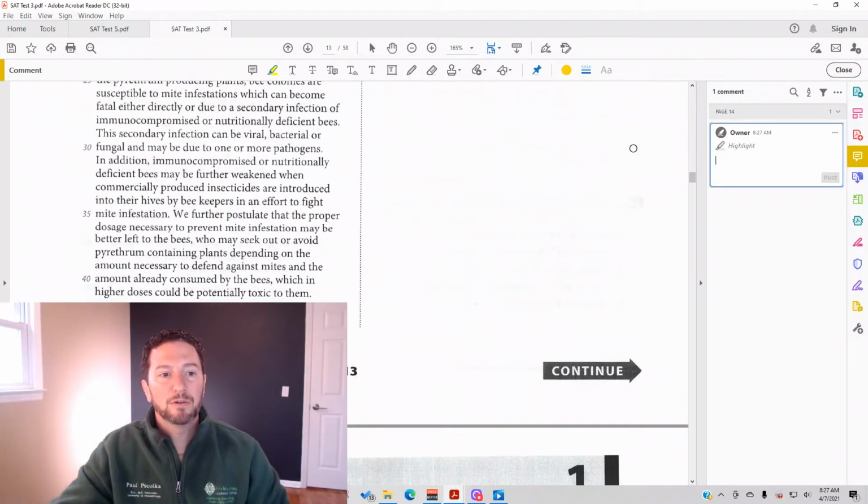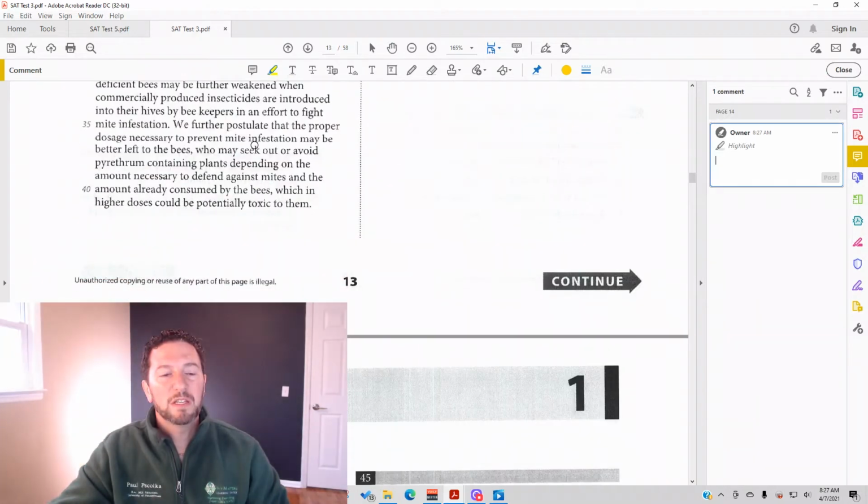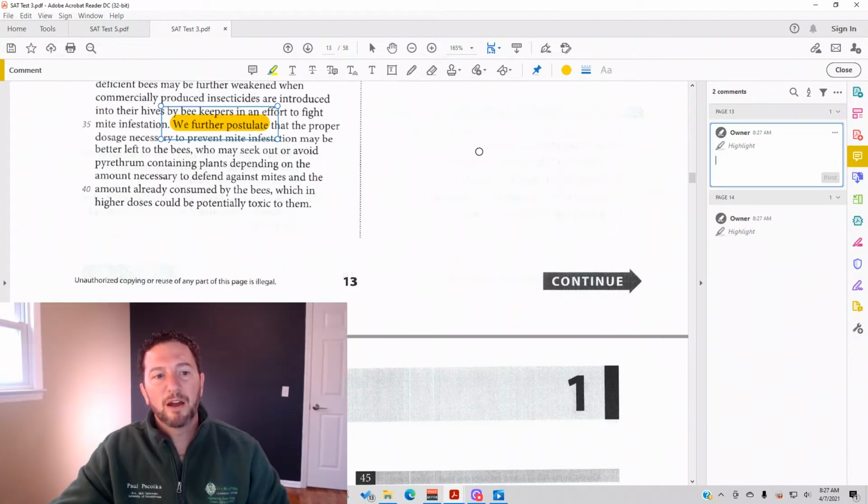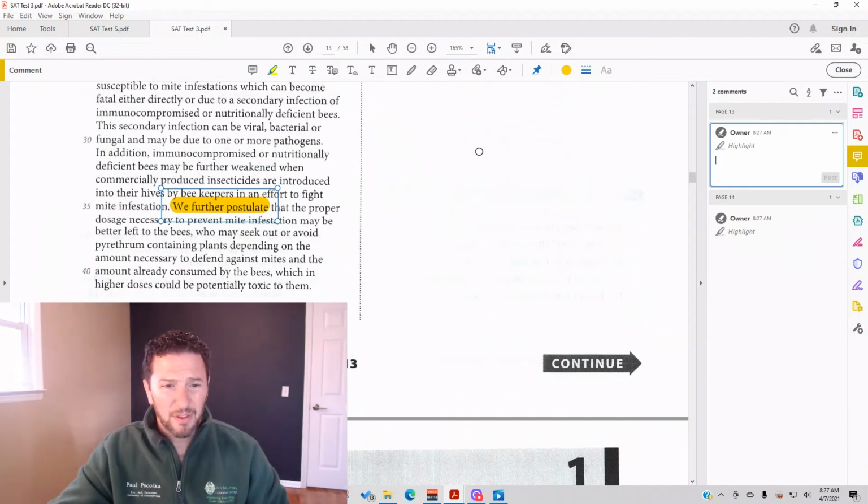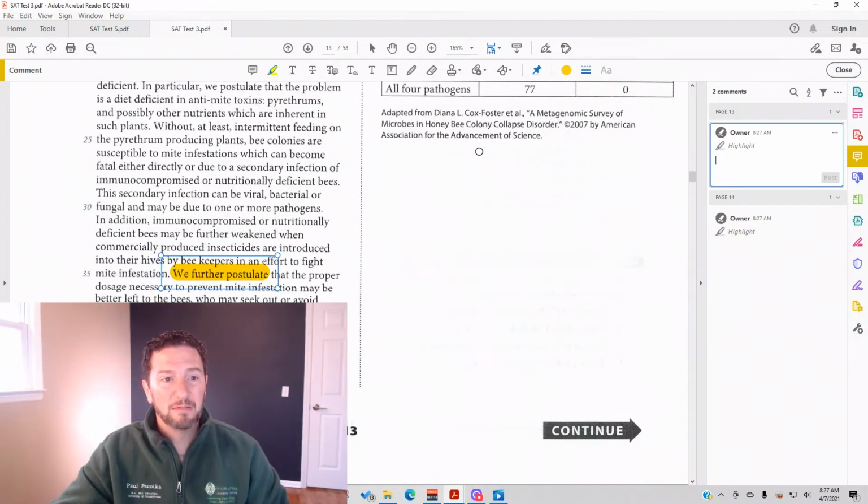So we go to line 35, and we see right here, it says we further postulate that proper dosage necessary to prevent mite infestation may be better left to the bees, who may seek out or avoid pyrethrum-containing plants depending on the amount necessary to defend against mites and the amount already consumed by the bees, which in higher doses could be potentially toxic to them. So what could postulate mean here?